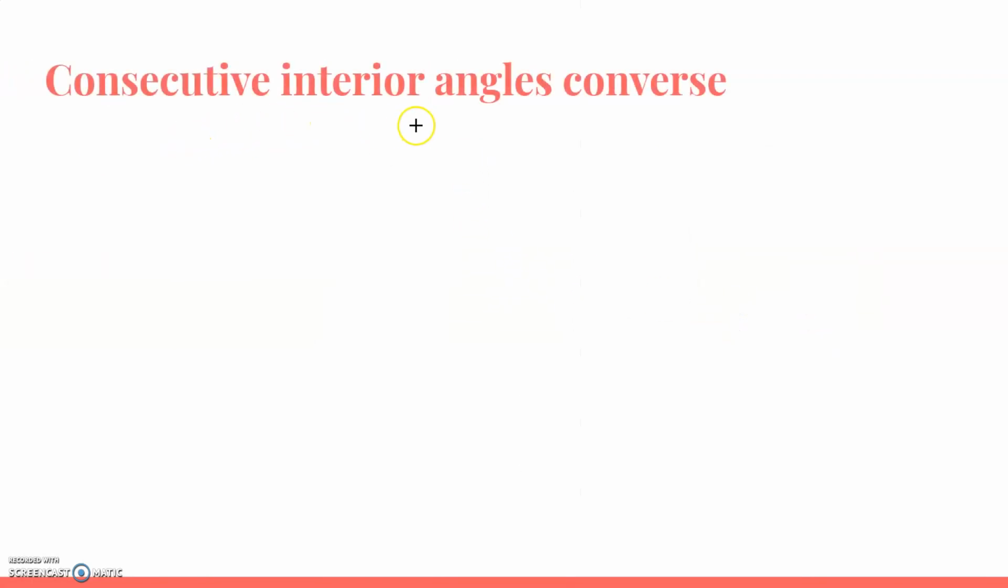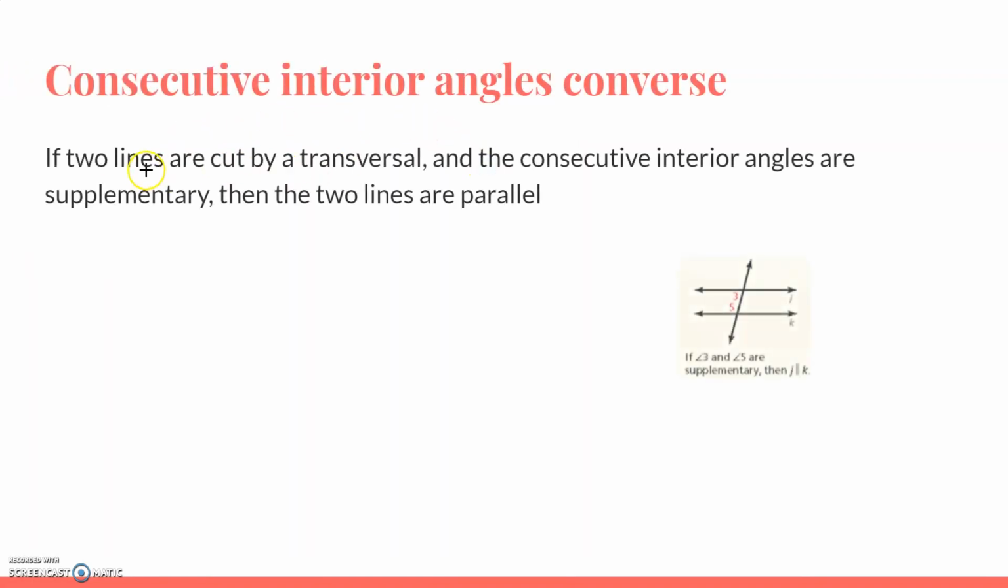Alright, the consecutive interior angles converse. If two lines are cut by a transversal and the consecutive interior angles are supplementary, then the two lines are parallel. So you can see here, angles 3 and 5 are supplementary, then J and K will be parallel.